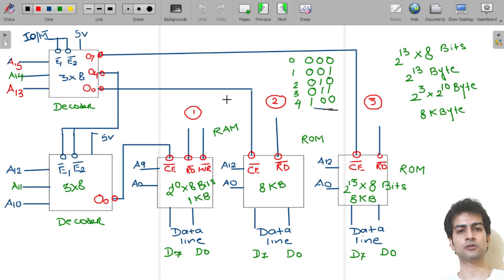So I told you earlier also that first try to understand the arrangement, first try to understand the connections, first try to understand what the question is asking you, and then proceed for the solution, so that you will get the right answers and you will not commit silly mistakes. So I hope this part is clear to you.